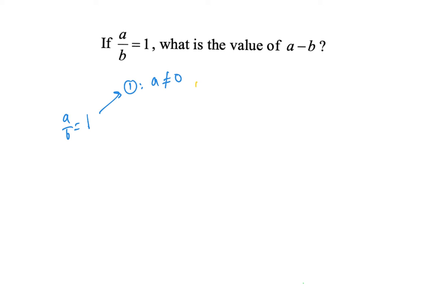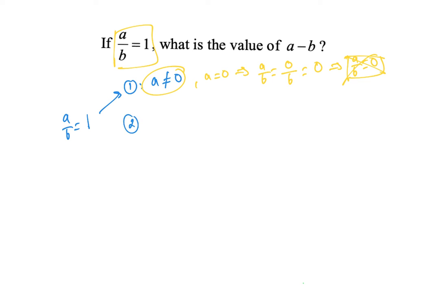Why? Because let's say a was 0. If a is 0, then a over b would be 0 over b, and it would be 0. Why? Because 0 divided by any number is 0, which would mean that a over b equals 0. But wait, they are telling us from the beginning that a over b equals 1. So a over b cannot be equal to 0, and therefore a is different than 0.